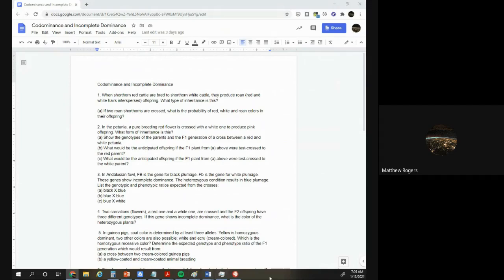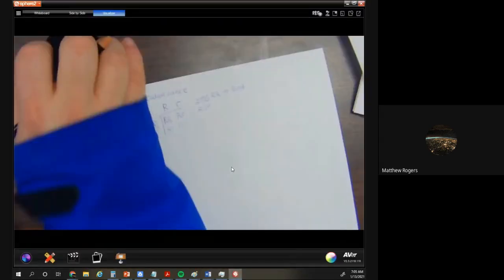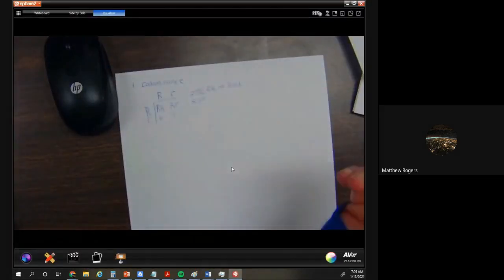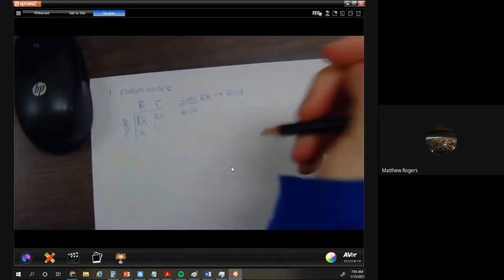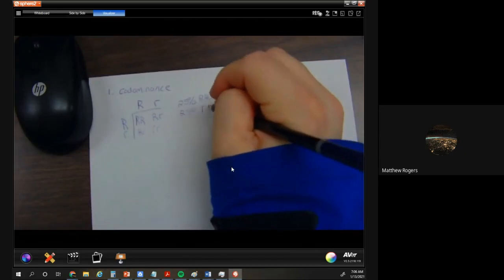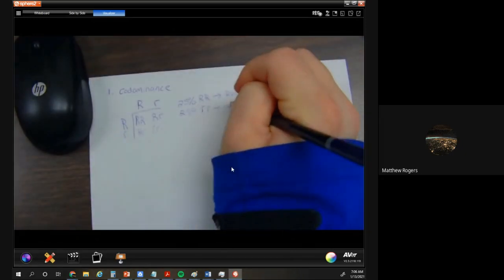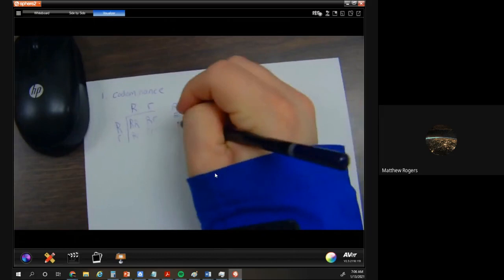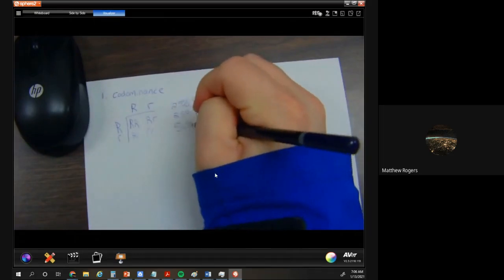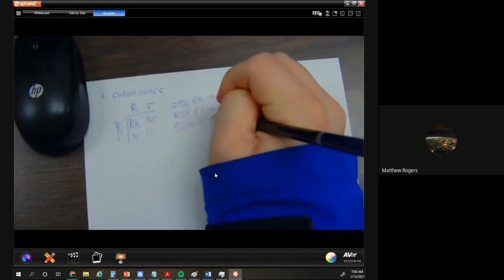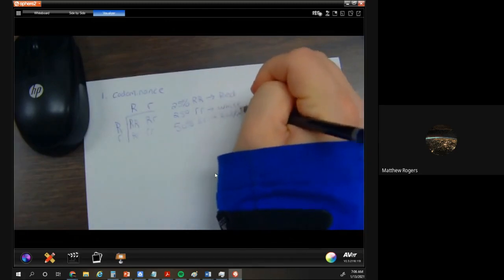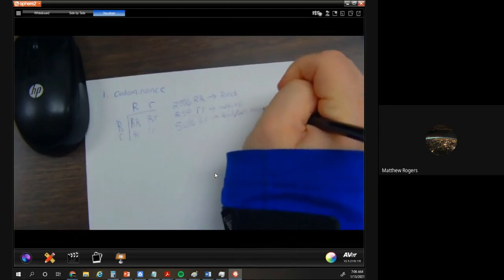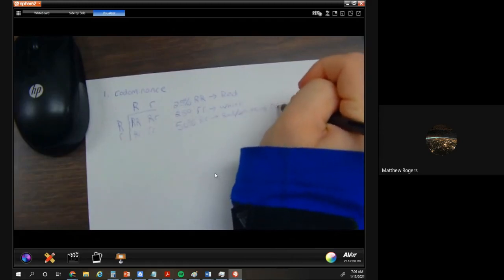Oh, shoot. Sorry, I thought you could see what I was doing. My bad. Well, we're not too far into it. It's all right. 25% little r, little r, which is white. And 50% big R, little r, which is red and white, or what they call in this problem, roan.